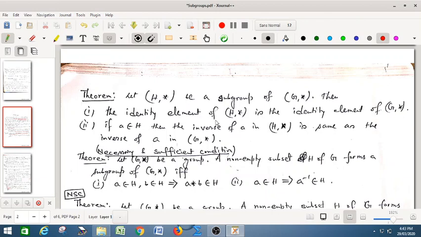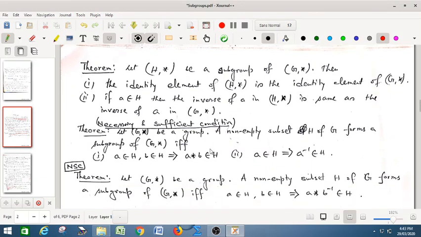Now the important thing is, what is the necessary and sufficient condition that H is a subgroup of G? There are several theorems. So I will talk about the first theorem. Let G star be a group. A non-empty subset H of G forms a subgroup of G star if and only if, look at the condition, number 1, the closure property: a belongs to H, b belongs to H implies a star b belongs to H. Number 2, a belongs to H implies a inverse belongs to H. So these are the necessary and sufficient conditions for H to be a subgroup of G.